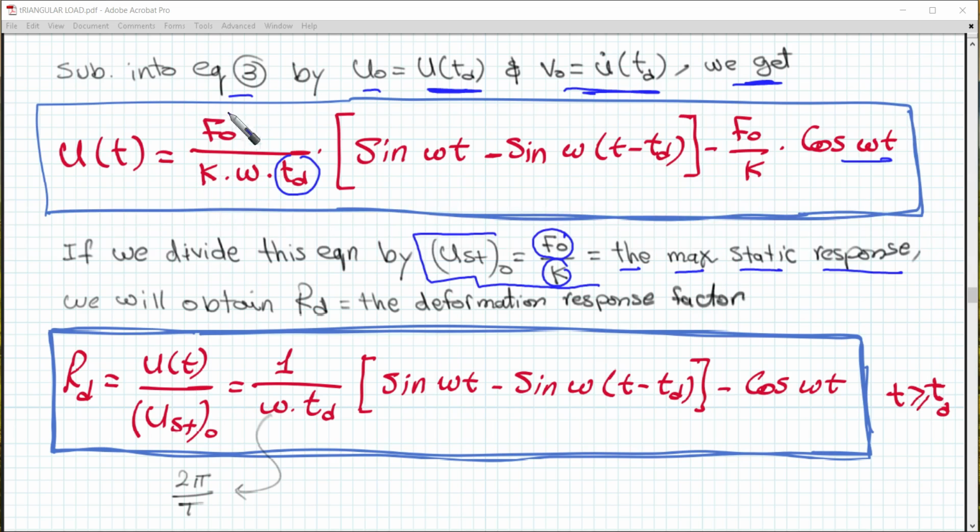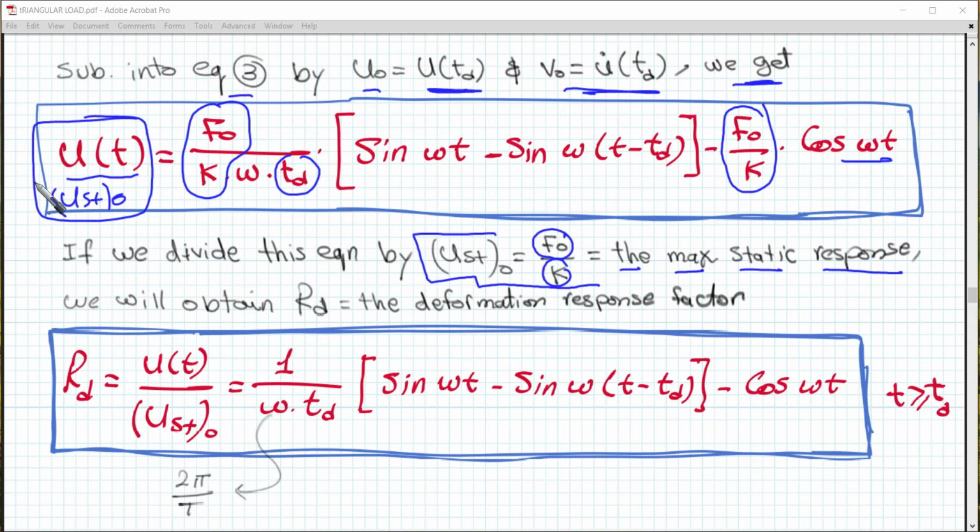So this term is going to be divided by the same value, so it is going to be 1, and here it is going to be divided by u static node. Okay, this would give us what exactly? The left hand side is going to be RD, the deformation response factor. So we will obtain RD, the deformation response factor, on the left hand side, which equals u of t over u static node.